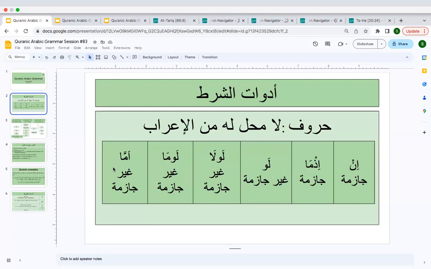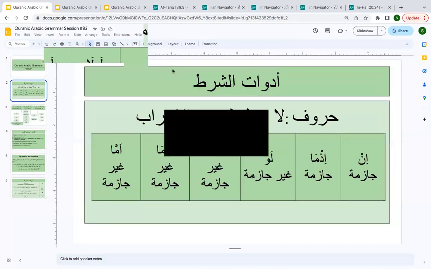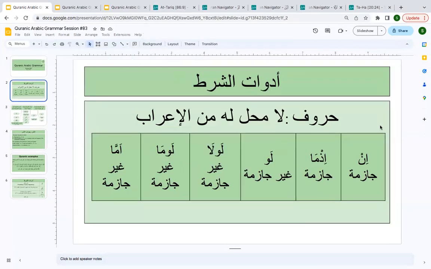When it comes to haruf that are jazima, what do you remember about them? What are they going to do to fi'l mudare after them? What do you think can happen to fi'l mudare after them? If you see haruf jazima that set a condition, you are going to see mudare majzoom. Barakallahu fik, very well done.